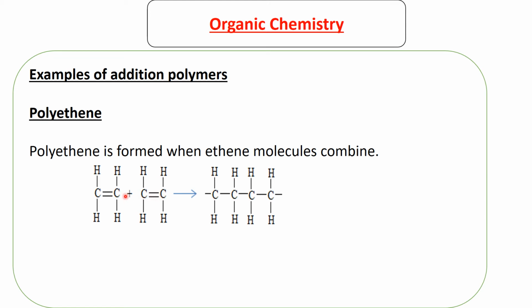So what they are going to do is this carbon will form a bond with this carbon, meaning that this is going to have 4 bonds and this is going to have 4 bonds when these bonds are broken. Then this carbon atom here is also going to form a bond with another ethene, and this is also going to form a bond with another ethene. So this is going to continue.